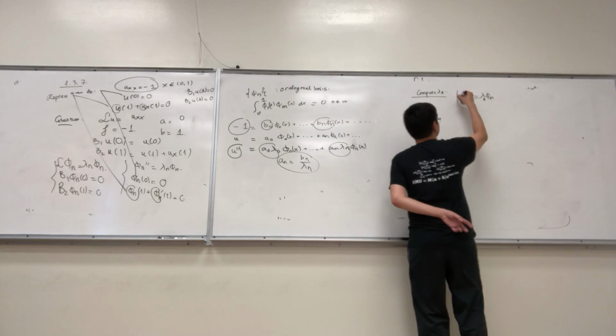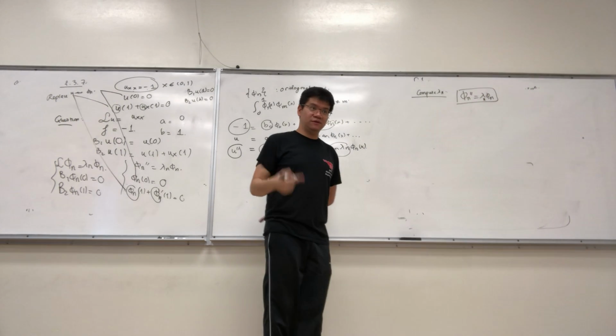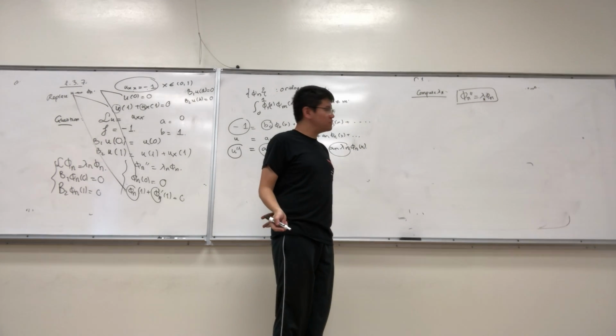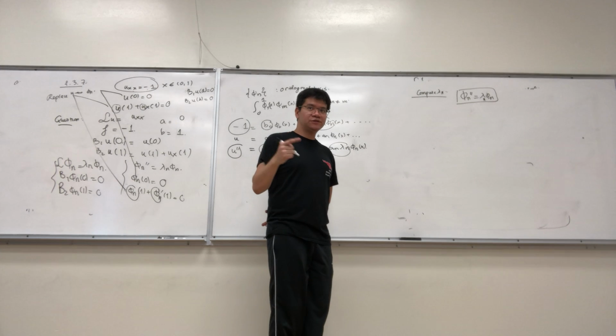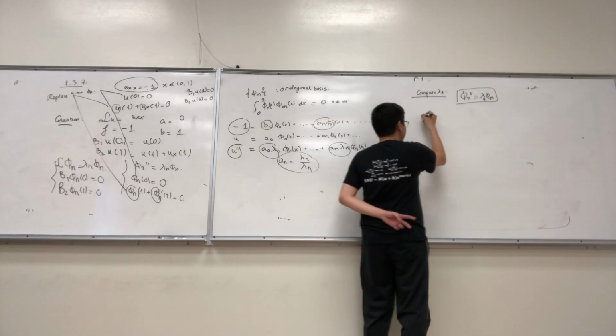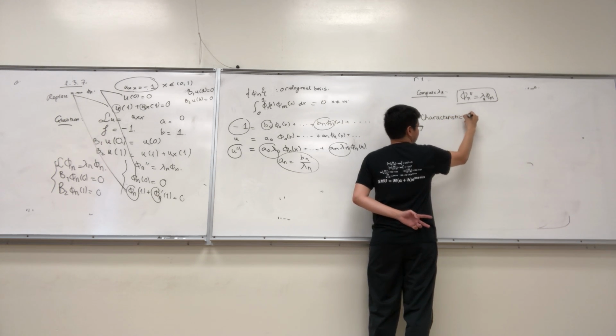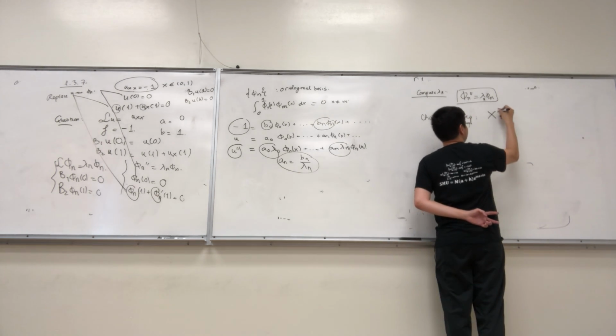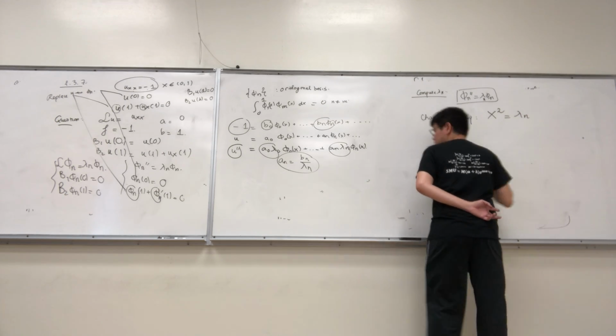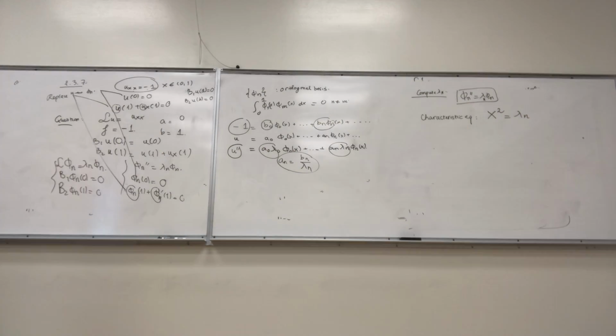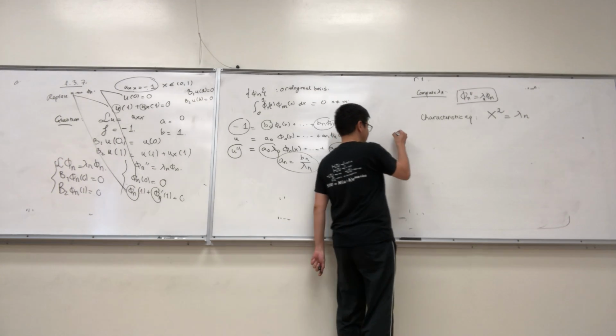So to solve this equation, we use the method that we discussed before in the PDEs class, which is the characteristic equation. So the characteristic equation of this guy is x squared is lambda n, right? It's clear. So we have to consider cases. How many cases do we have? Three, right. So case number one, lambda n is positive.